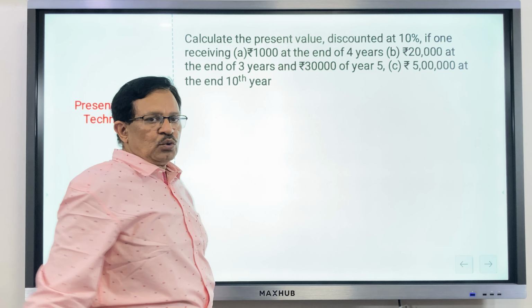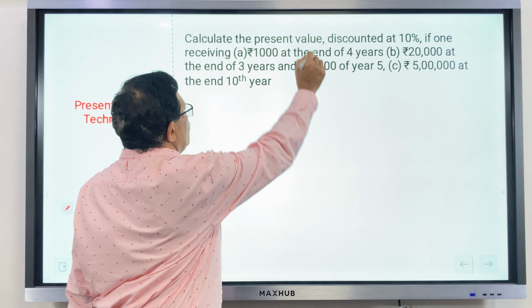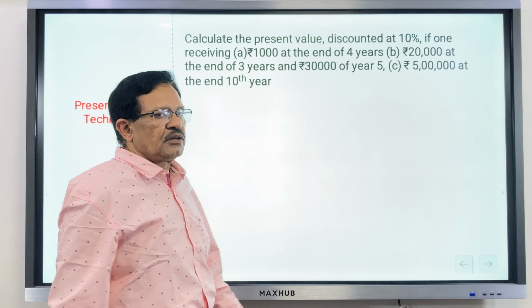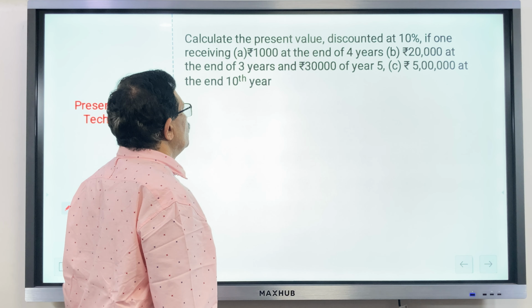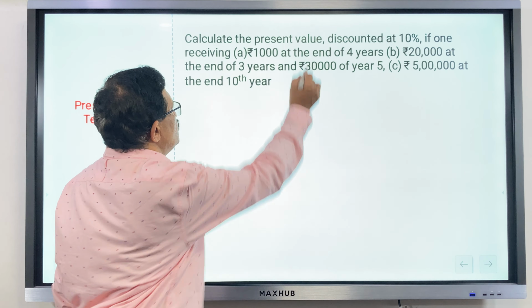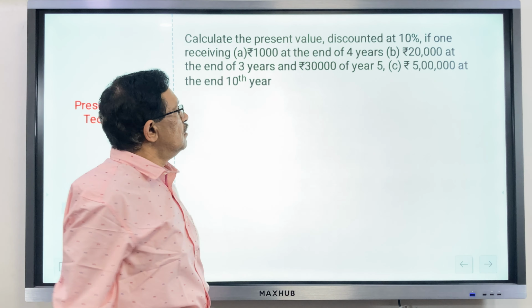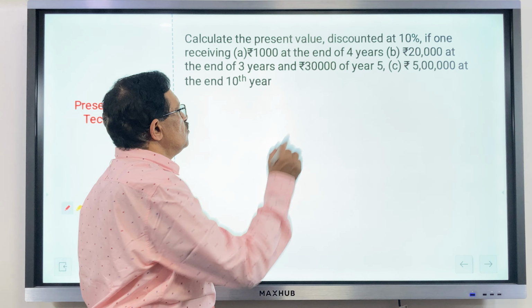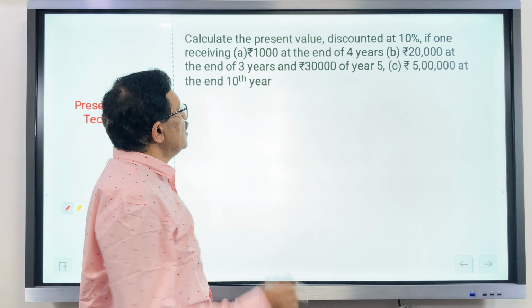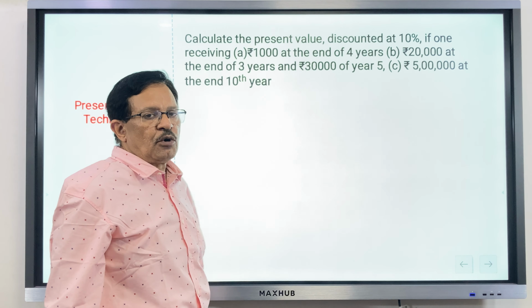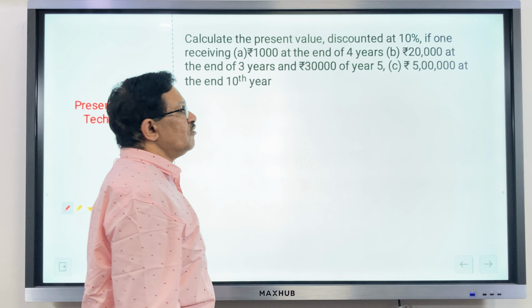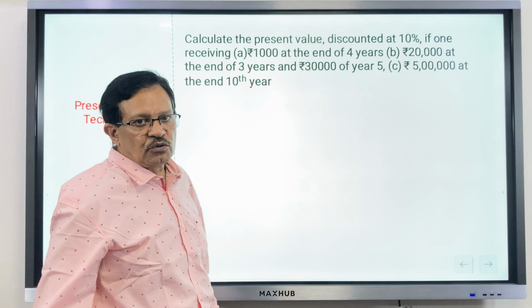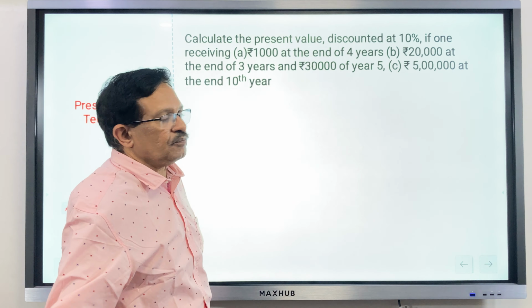I want you to solve this problem, which is similar to the first one. I am just giving the clue. The future value is 5 lakhs rupees, the discount factor is 10%, and the number of years is 10. So the present value is going to be 5 lakhs divided by 1 plus 0.10 whole to the power of 10. You can simply calculate that by using a scientific calculator.